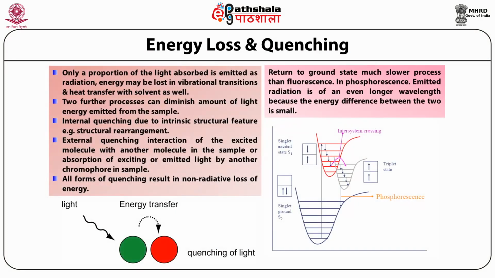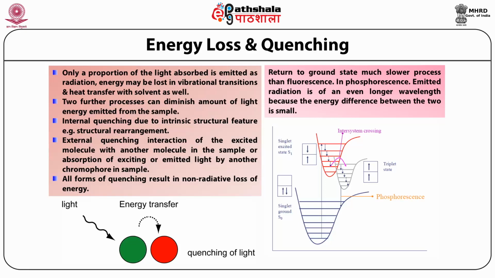We discuss quenching. Quenching is simply defined as the loss of energy by interacting with different molecules nearby. Only a proportion of the absorbed light is emitted as radiation. Energy may be lost in vibrational transitions and heat transfer with the solvent as well. Thus, we can diminish the amount of light energy emitted from the sample.